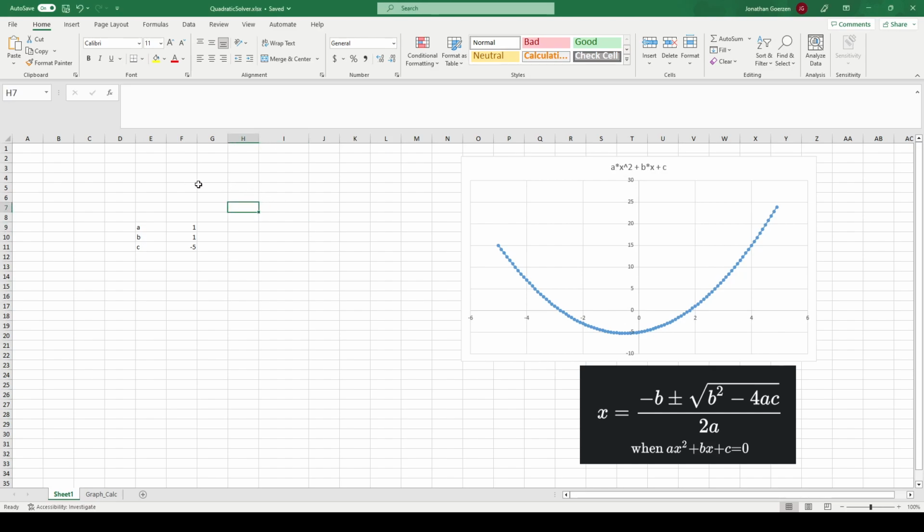Now, a simple example of this that we're going to solve today is a solution for the quadratic equation. There is no equation fundamental to Excel that calculates the roots of a quadratic equation. So we're going to write one because that's a fairly useful tool in anybody's toolbox.